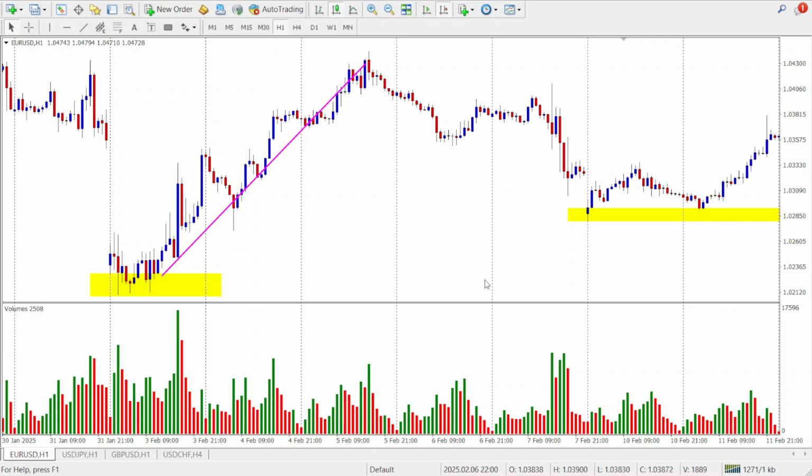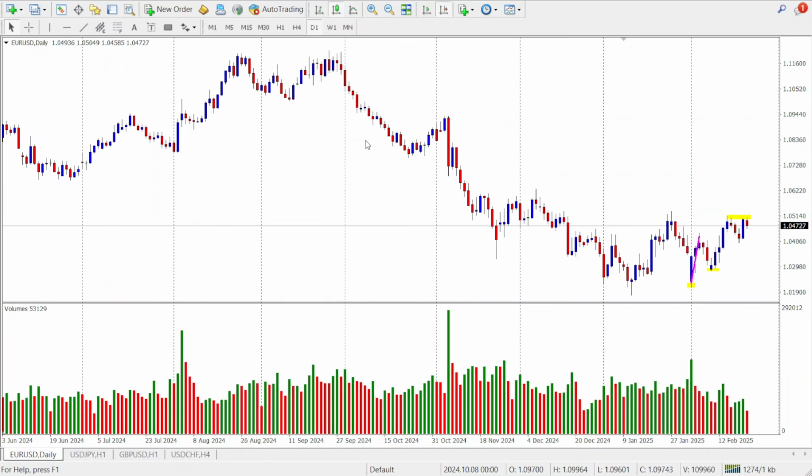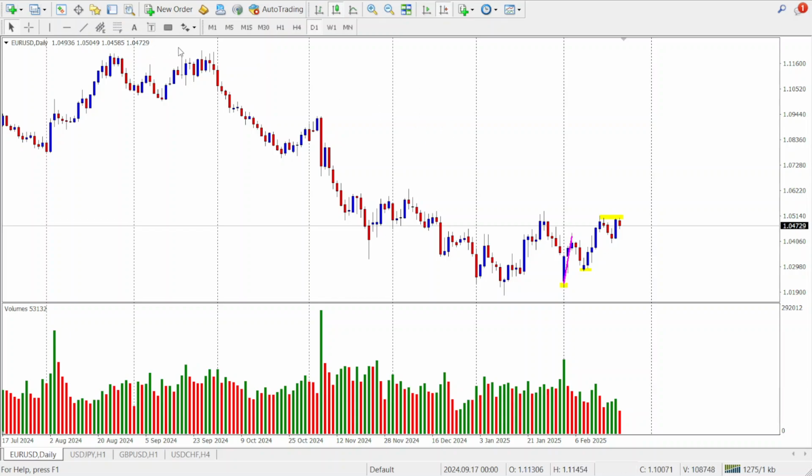First of all, use multi-time frame analysis. A demand zone on a lower time frame is much stronger if it also aligns with a demand zone on the higher time frame, right? If it aligns with the demand zone on the higher time frame, it becomes even stronger. And then look for liquidity grabs.